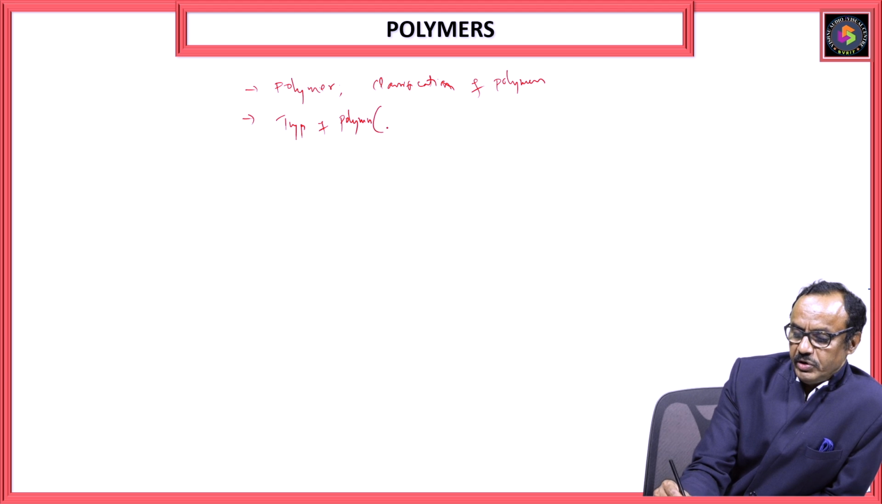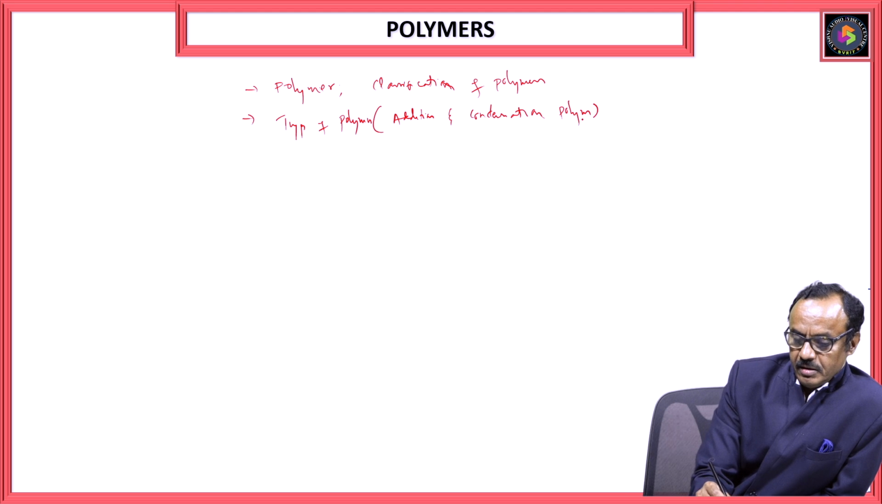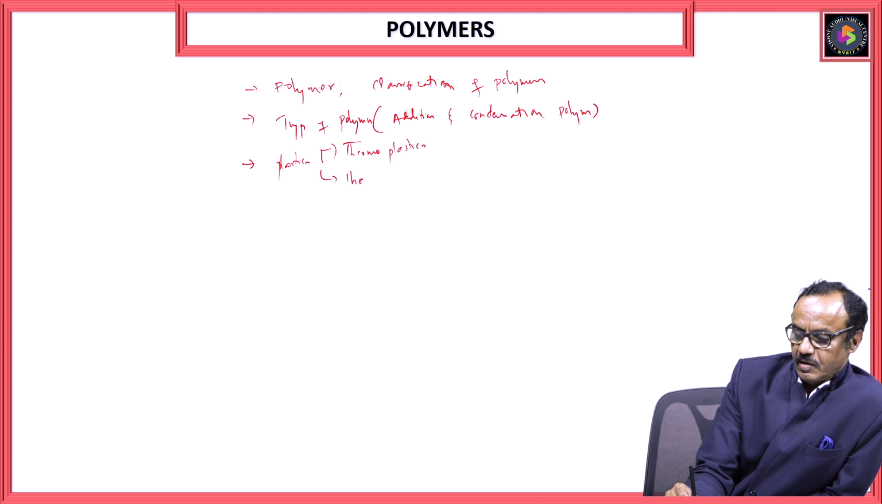In the syllabus, you have only addition and condensation polymerization. Okay. Next, plastics. Plastics are two types: thermoplastics and thermosetting resins.